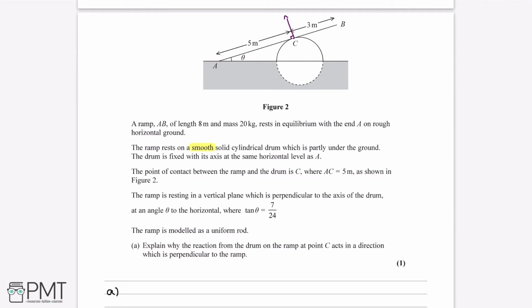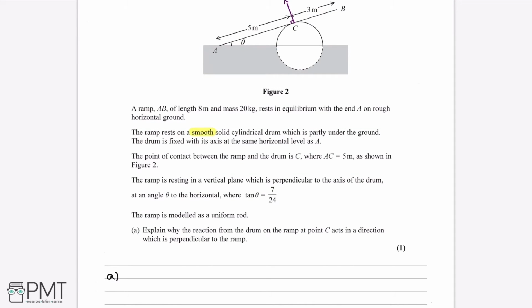And that's all we need to write to get our 1 mark, because it's only a 1 mark question, so we don't need to write lots, just a sentence to say that the drum is smooth, and therefore the reaction is perpendicular to the ramp. And this will get us the 1 mark for the question, because that was all we needed to state: that because the drum was smooth, or you could have said no friction, either works because they mean the same thing. Because it's smooth, the reaction is perpendicular to the ramp.